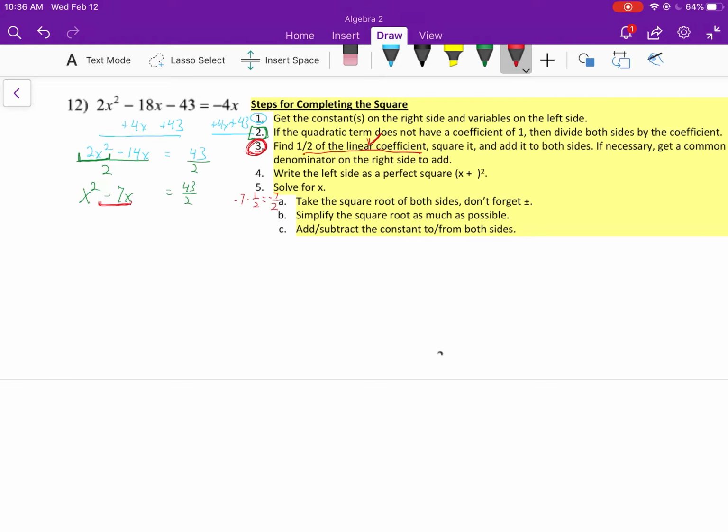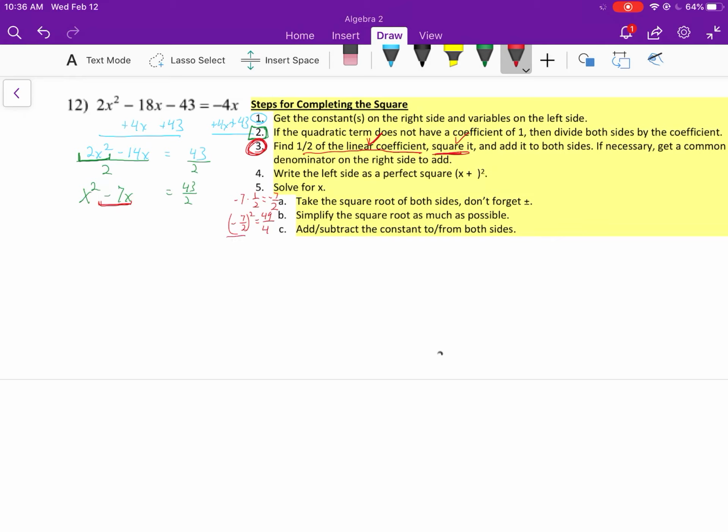Now we square it. So I'm going to take another little line here. I'm going to say negative 7 halves, and I'm going to square it. A negative times a negative is positive, and 7 times 7 is 49, and 2 times 2 is 4. So I squared it. Check. And add it to both sides.